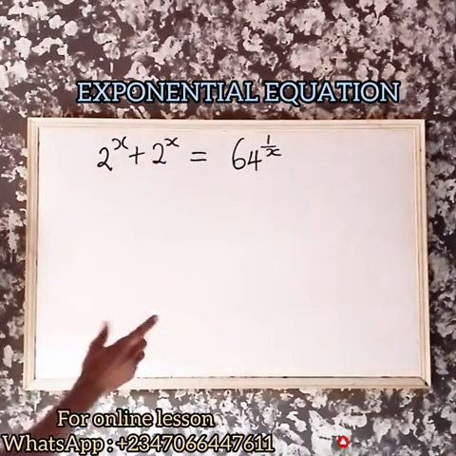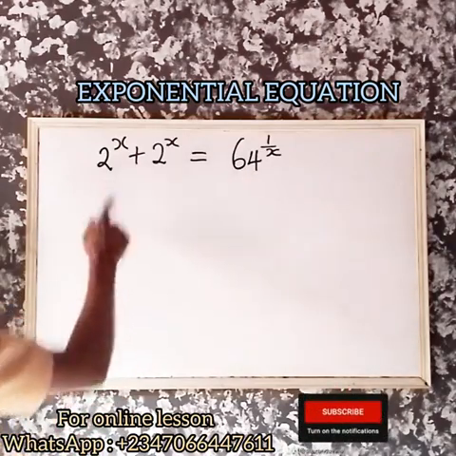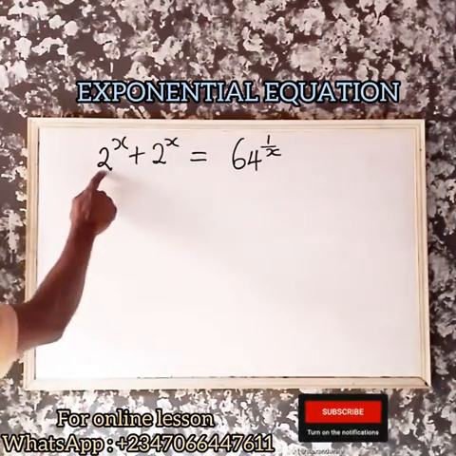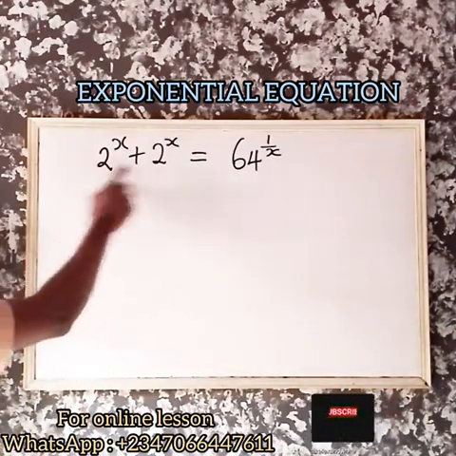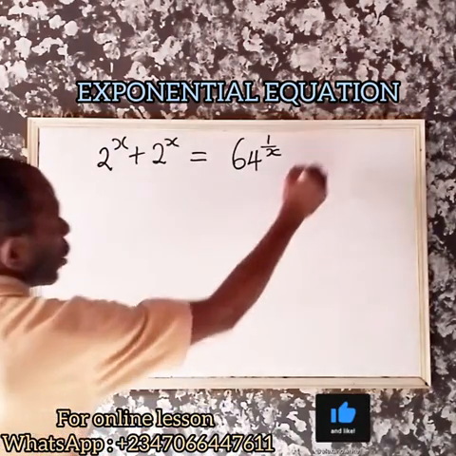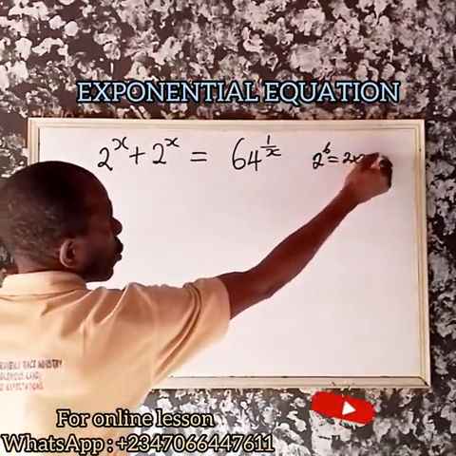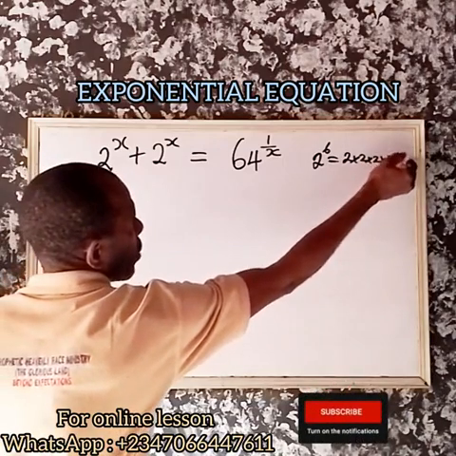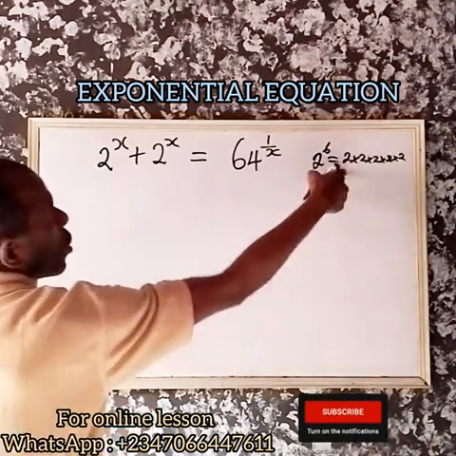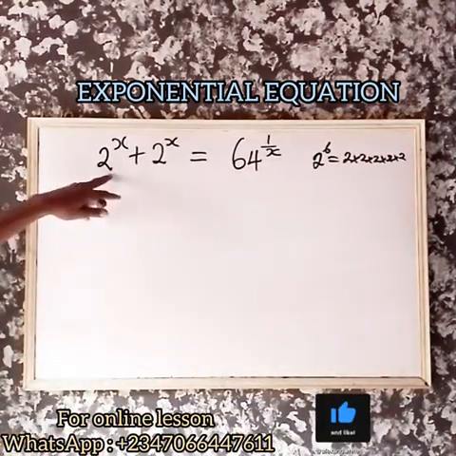And then secondly, we are going to express everything to the power of 2, since we have 2 as the base. So 64 we can also express as 2 raised to the power 6. That is 2 times 2 times 2 times 2 times 2 times 2. Multiplying 6 places, it will give us 64.